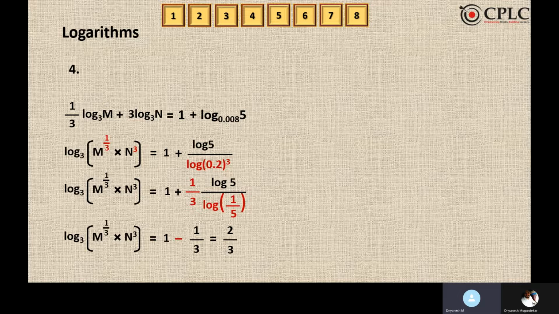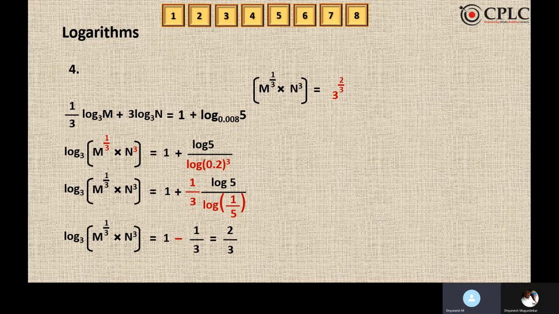So whatever is the base of log, you are going to raise 2 of that on the right side. So the base is 3. When you get rid of log and convert it to index form, you will get m raised to 1 by 3 into n cube is 3 raised to 2 by 3. Why 3 raised to 2 by 3? Because 3 was the base of the log on the left side, if you can see.